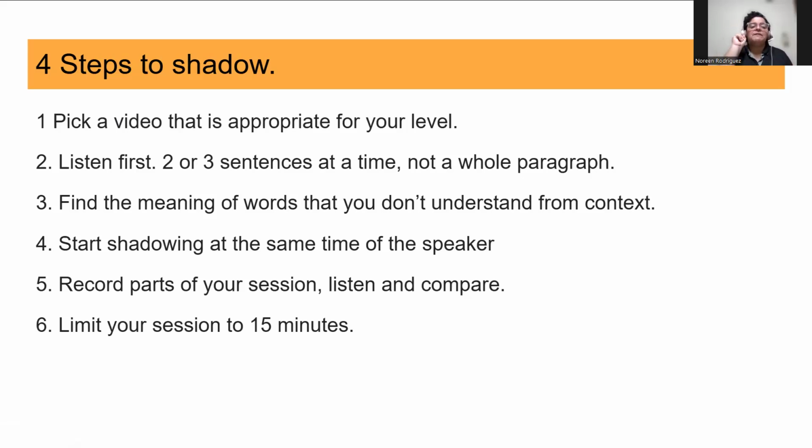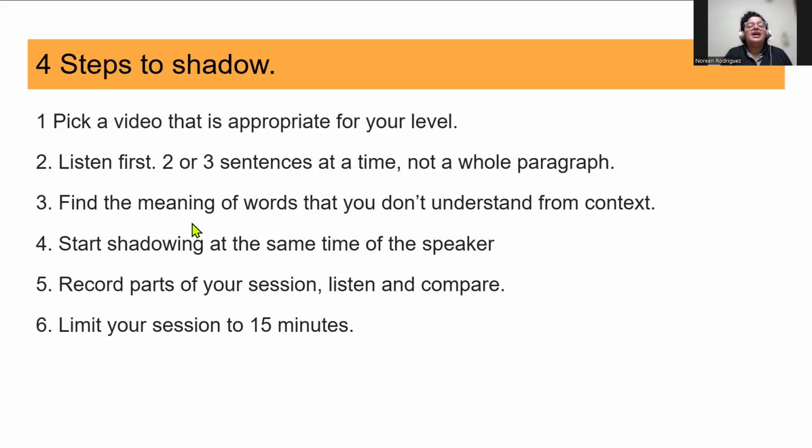Then listen first. So when you play the video, you are not going to start repeating right away. No, you're not going to start imitating right away. No, what you have to do is to listen first. You're going to listen to 2 or 3 sentences at a time, not a complete paragraph. When you listen to those 2 or 3 sentences, you pause the video. And if you need to, you can listen again to the same 2 or 3 sentences.